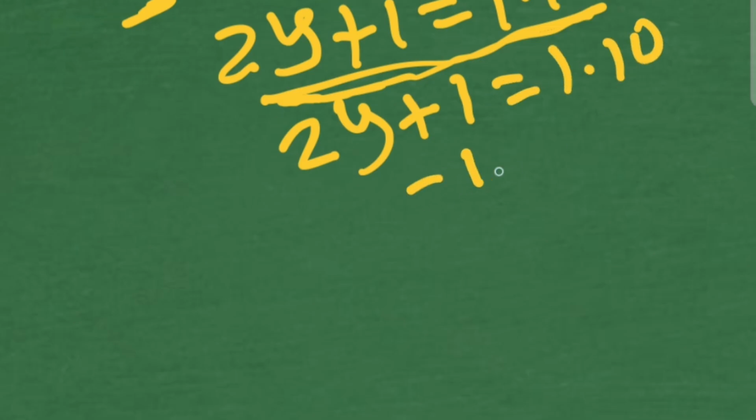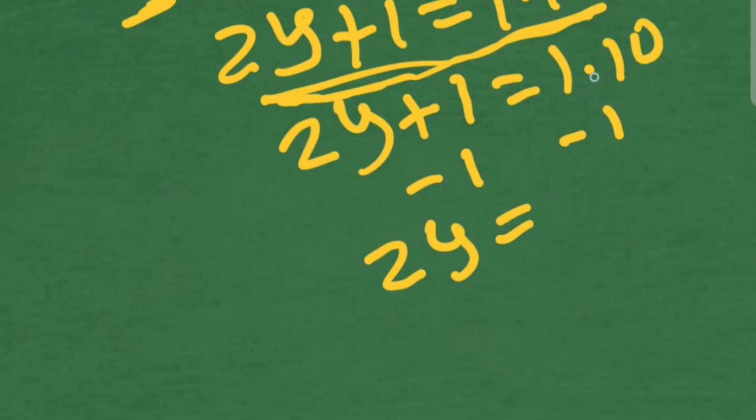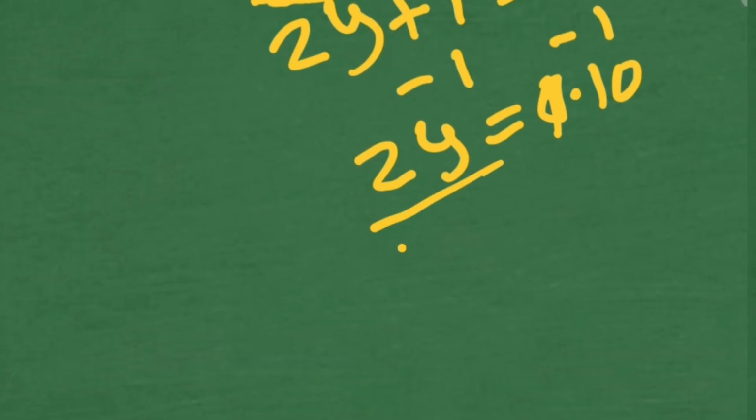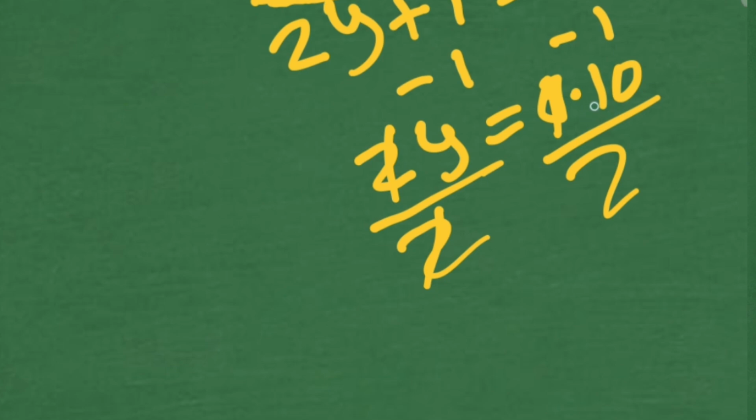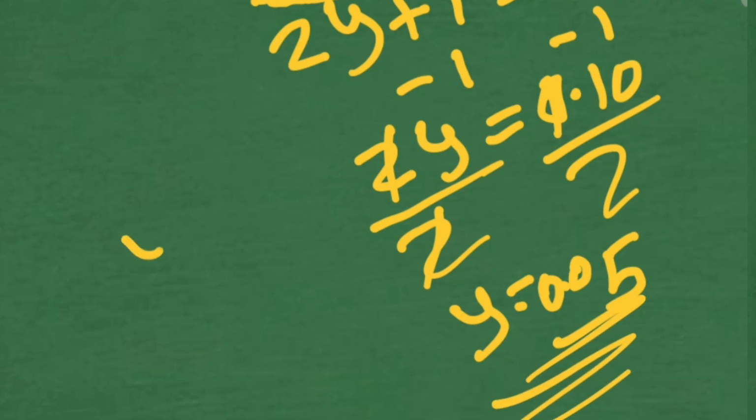We have 2Y plus 1 is equal to $1.10. We can just subtract 1 from both sides. So 1 minus 1 is 0. So on the left-hand side, we end up with only 2Y. And on the right-hand side, $1.10 minus $1 is just 10 cents. So now all we have to do is find the value of Y. We divide both sides by 2. So 2 cancels 2, and 10 cents divided by 2 is equal to 5 cents. So Y is equal to 0.05, or 5 cents.